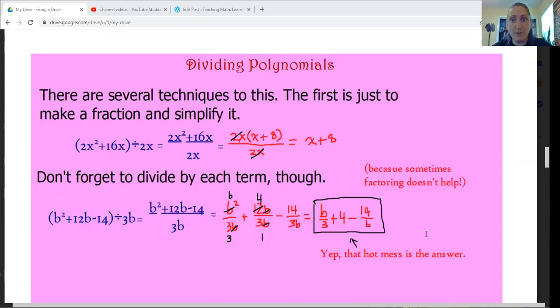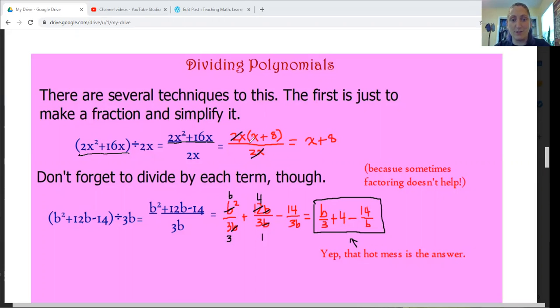So we start off with this polynomial here that is 2x squared plus 16x. Okay, it's a nice quadratic. And then we're going to divide by 2x. So just turn it into a fraction: 2x squared plus 16x over 2x. Now you can factor. Both of these have 2x that you can pull out. So we pull out our 2x and we're left with x plus 8.